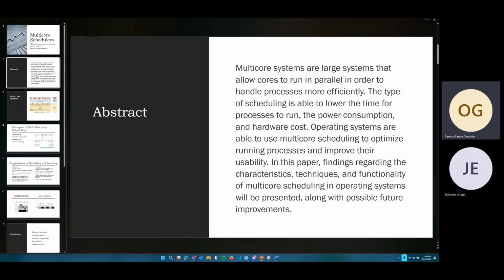Our abstract for this is that multi-core systems are large systems that allow cores to run in parallel in order to handle processes more effectively. This type of scheduling is able to lower the time for the processes to run, the power consumption, and hardware costs. Operating systems are able to use multi-core scheduling to optimize running processes and improve their usability. We wrote a paper about the findings regarding the characteristics, techniques, and functionality of core scheduling in operating systems. And we will, in these slides, present to you what we were able to find on this topic.